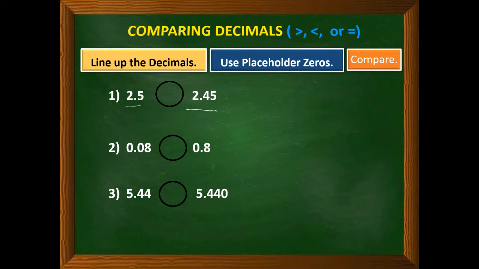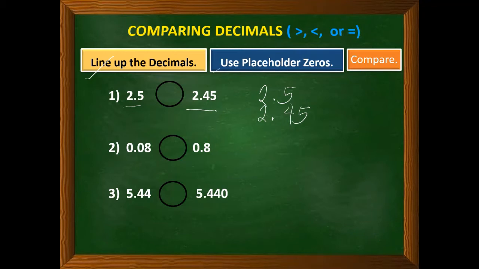And for us to compare them easily, let's follow 3 simple steps. First is to line up the decimals. Let's line up here. So we have 2 and 5/10. And under it, let's write 2 and 45/100. Now that the decimals are aligned, we know that the places are also aligned.